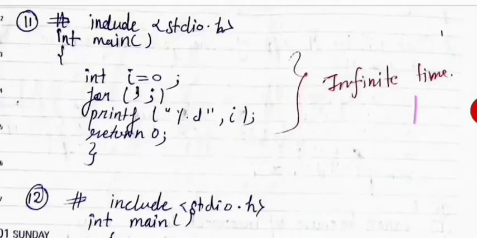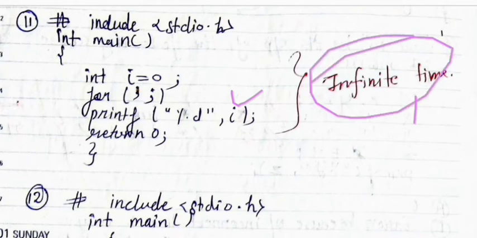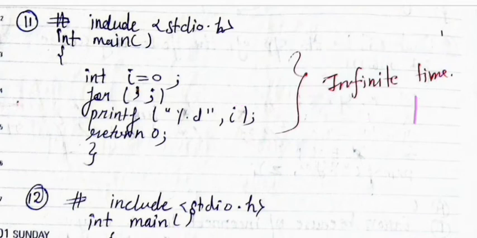Now here a line of code is given like this. Int main, int i equal to 0, a for loop is given here and terminated 2 times, and print the value of i. So here the value of i is printing an infinite number of times, so the output is infinity. Now come to the next question.